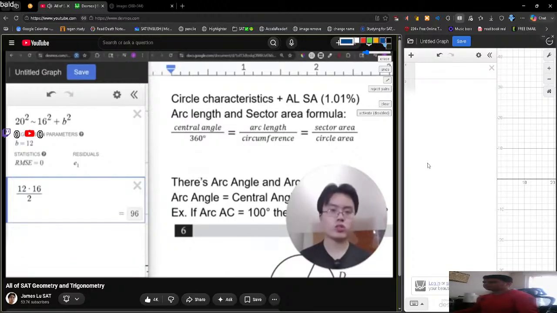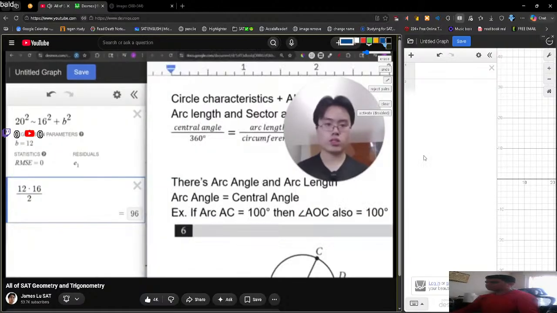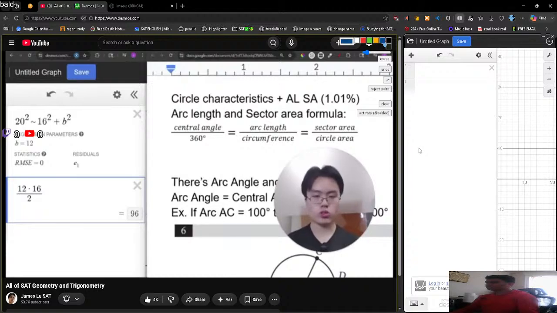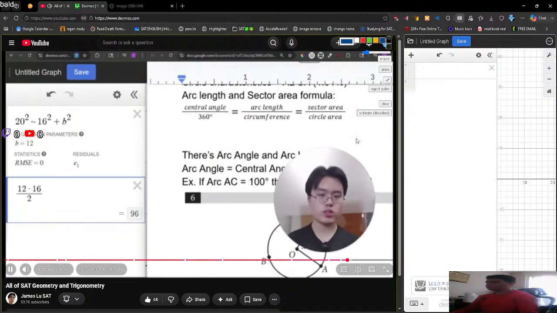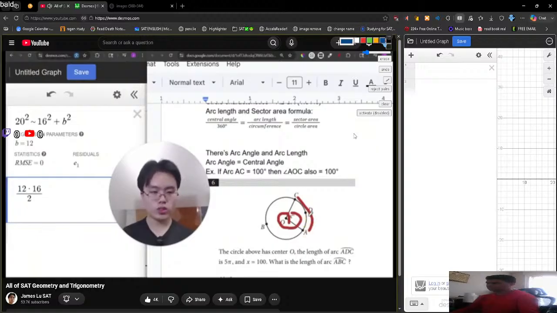If you don't know, it's also in the reference sheet. It tells you here that the number of degrees of arc in a circle is 360, and the number of radians in a circle is 2 pi. Basically, the entire angle of a circle adds up to 360 degrees. So that's where the 360 comes from. The central angle over the entire angle of the circle is equal to the arc length over the circumference of the circle, and it's also equal to the sector area over the entire area of the circle.